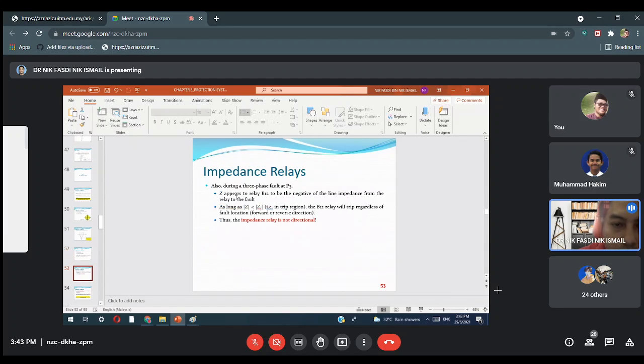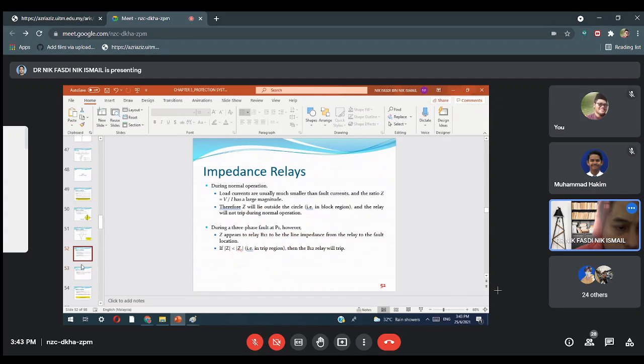Also during a three-phase fault, Z appears to relay B12 as the negative of the line impedance from the relay to the fault. As long as Z is less than ZR, in the trip region, the B12 relay will trip regardless of fault location, forward or reverse direction. Thus the impedance relay is not directional. So cerita kat sini, it tries to mention that the relay is not like a directional relay, which is based on direction. No, dia tak kisah as long as dia dalam dia punya reach, dalam dia punya cover area.